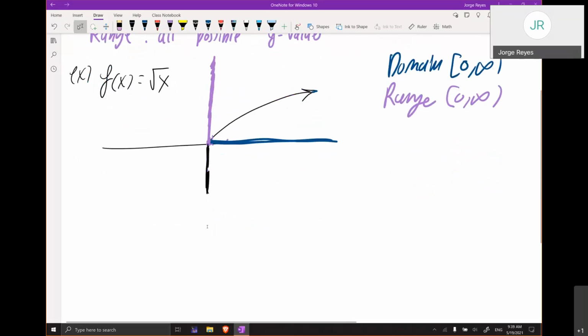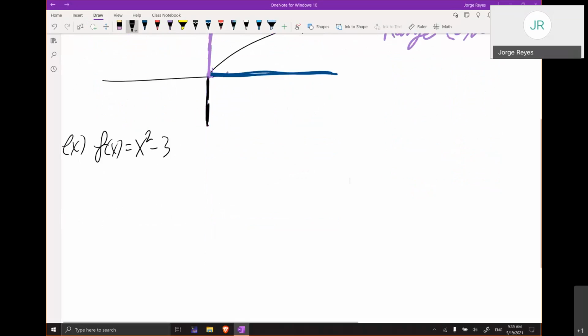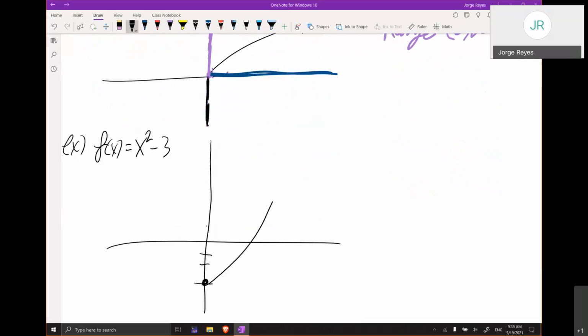So another example, I'm going to talk about this function. So x squared minus 2. All right, let's just do minus 3. Okay. So I'm going to draw this for you. You don't have to know how to draw it yet. It's going to be here, and it's going to look like a parabola.